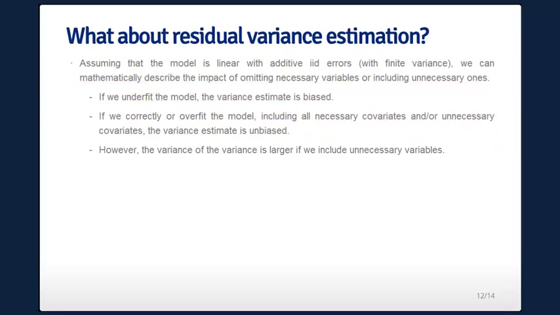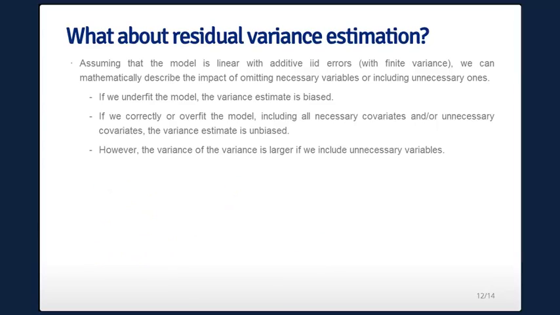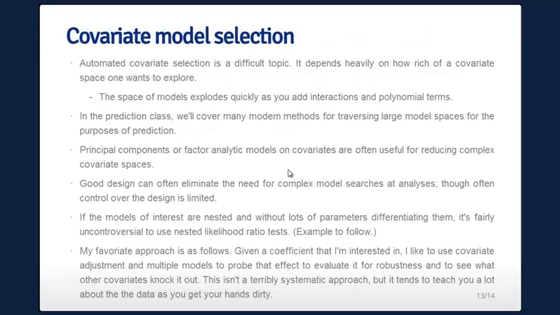So in that case, if we include all the necessary covariates and any unnecessary covariates, then the expected value of sigma hat squared is sigma squared. However, the variance of sigma hat squared, including unnecessary covariates, is going to be greater than the variance of sigma hat squared including only the correct covariates. So there is no free lunch. You can't just throw in all the covariates and get an unbiased estimate of sigma squared without a consequence. The variability in that estimate of the variance gets worse.